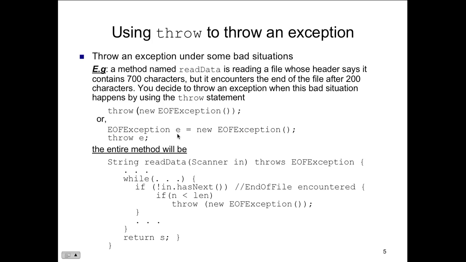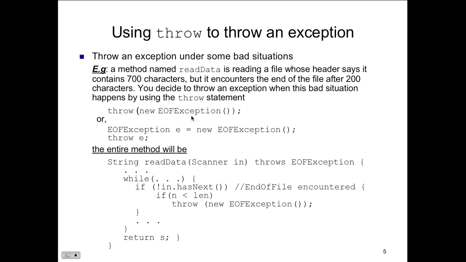Here's another way of doing it. EOFException e is equal to new EOFException, throw e. Two lines, one line. We don't have e up here. We don't have a name. We don't have a reference.